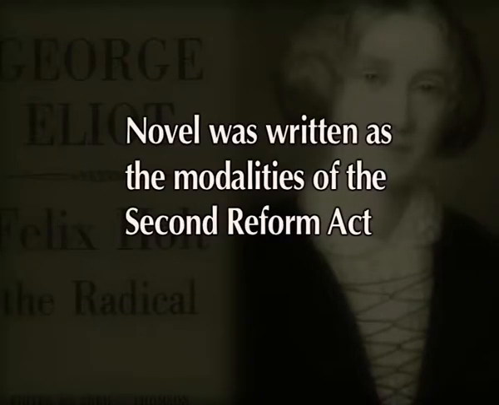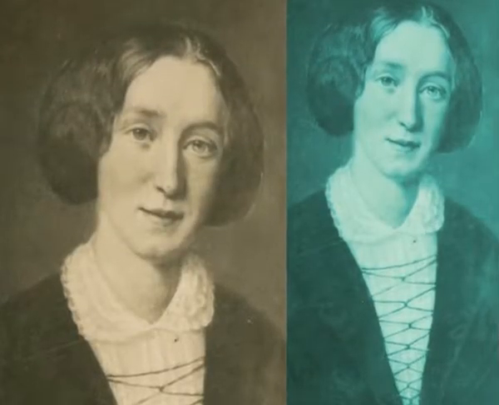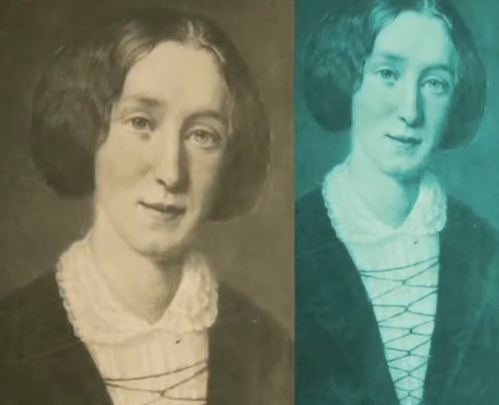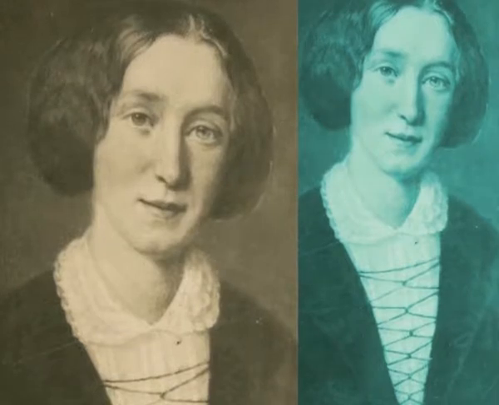It is interesting to note the timing of the novel's publication. The novel was being written as the modalities of the Second Reform Act were being discussed. The novel depicted the situation which prevailed during the First Reform Act. Thus, as Eliot tries to address many pressing issues through Felix Holt, the novel contains many themes.